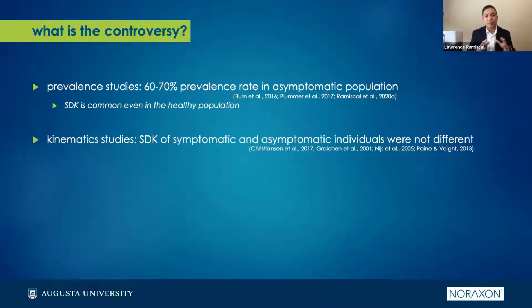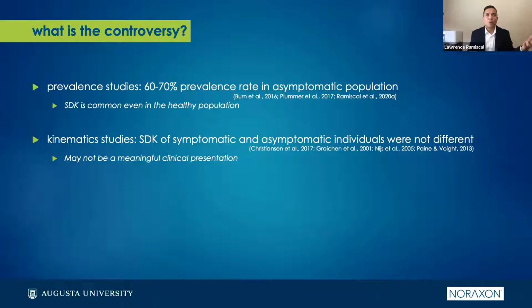And then there were kinematic studies. These are motion capture for the scapula, and they looked at the dyskinesis, all the movements happening on the scapula of those who are symptomatic and those who are asymptomatic. Remember, I told you that the prevalence is pretty much the same. So they looked at that and found that there's no difference between the two groups. Well, what does that mean? It implies that it may not be a meaningful clinical presentation at all.